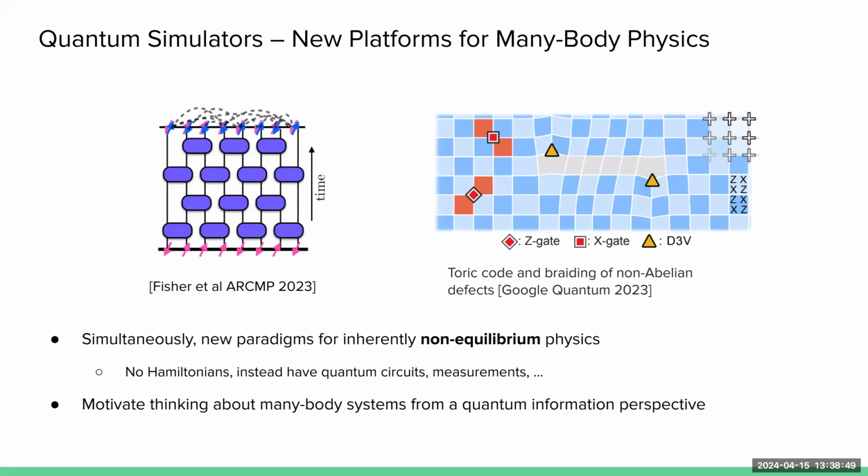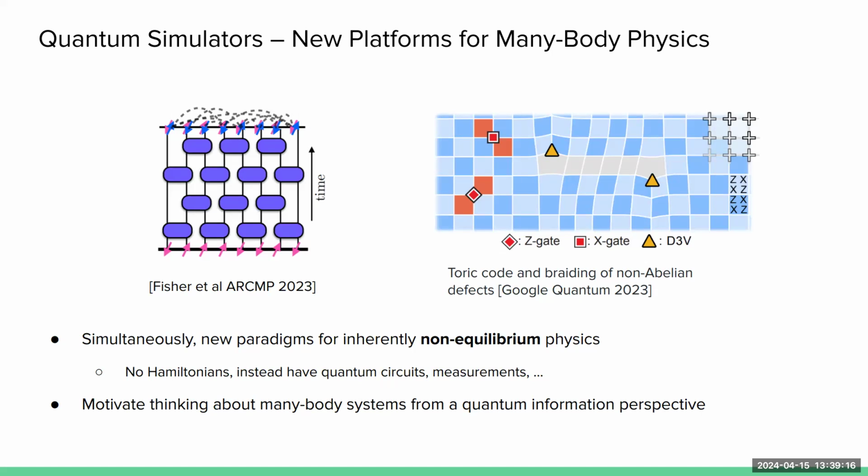So although one can think about engineering Hamiltonians in these systems, many of these platforms are in some sense inherently non-equilibrium in nature. So rather than thinking about simulating Hamiltonians in the context of, say, these superconducting qubit setups, what one is really doing is applying some sequence of unitary gates, potentially interspersed with measurements. So in some sense, one wants to think about these quantum systems as being inherently driven quantum systems. So there's a potential of realizing inherently non-equilibrium physics, which is outside the usual purview of traditional condensed matter.